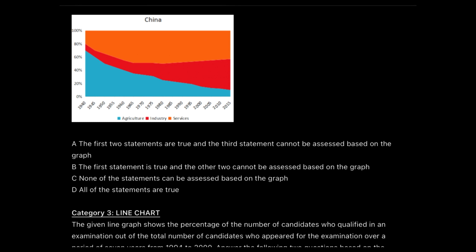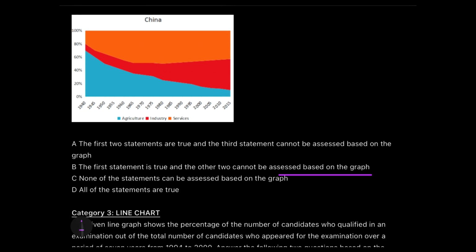The reason for that is we need absolute numbers to assess the graph. And here in this graph, we don't have absolute numbers to find out whether the economy of China or the economy of India is stronger. Similarly, we can't find out which part is dominating.